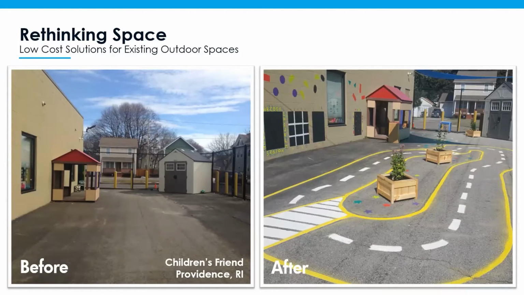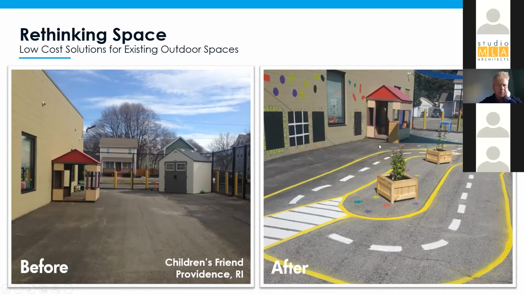Even something as simple as providing a track to run around can be enough to spark countless hours of creativity and play. And this is a Children's Friend in Providence, Rhode Island. So you can see how it came out after. This was one where our team split up and each went to a different location, and I got to work on this one.